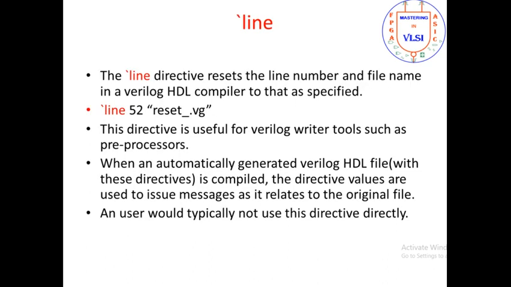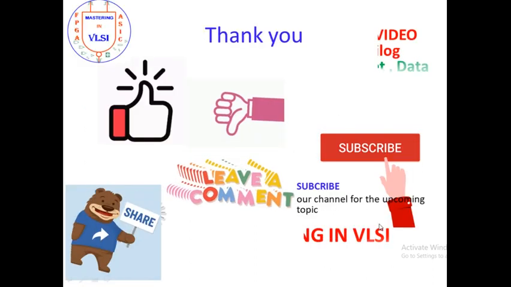Oh, I forgot the last one. The `line directive resets the line number and file name in a Verilog HDL compiler to that as specified. For example, `line 52 reset.vg. This directive is useful for Verilog writer tools such as preprocessors. When an automatically generated Verilog HDL file is compiled, the directive values are used to issue messages as they relate to the original file. A user would typically not use this directive directly.